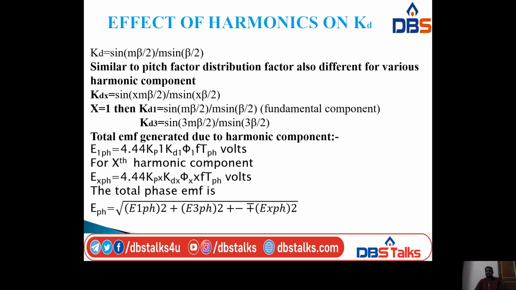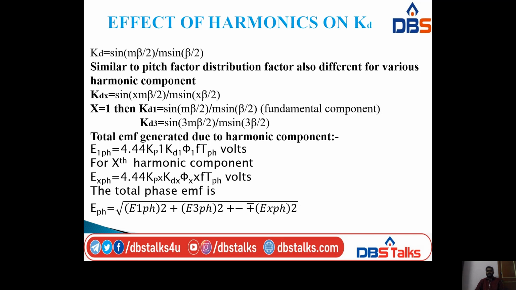So for the x harmonic, we will write the distribution factor as Kdx is equal to sine x m beta by 2 by m sine x beta by 2. If we take x is equal to 1, then Kd1 is equal to sine m beta by 2 by m sine beta by 2, that is for the fundamental component. And next for the third harmonic component we have Kd3 is equal to sine 3 m beta by 2 by m sine 3 beta by 2. This is for the third harmonic component.